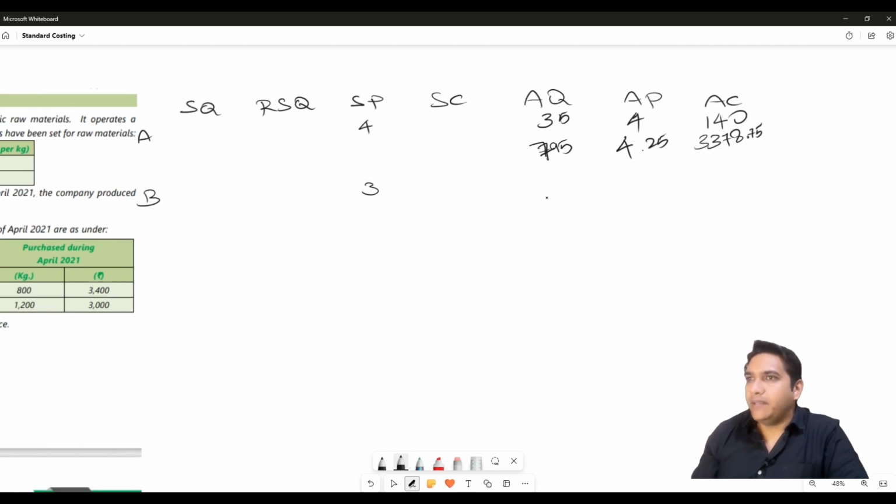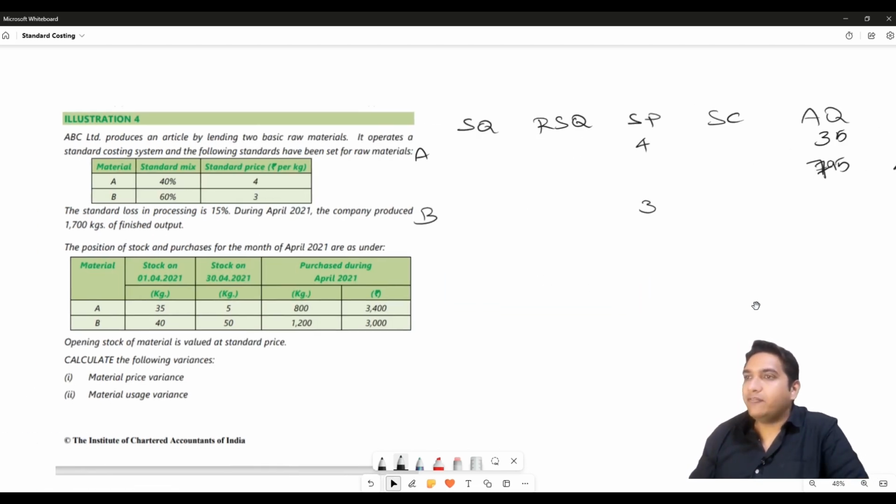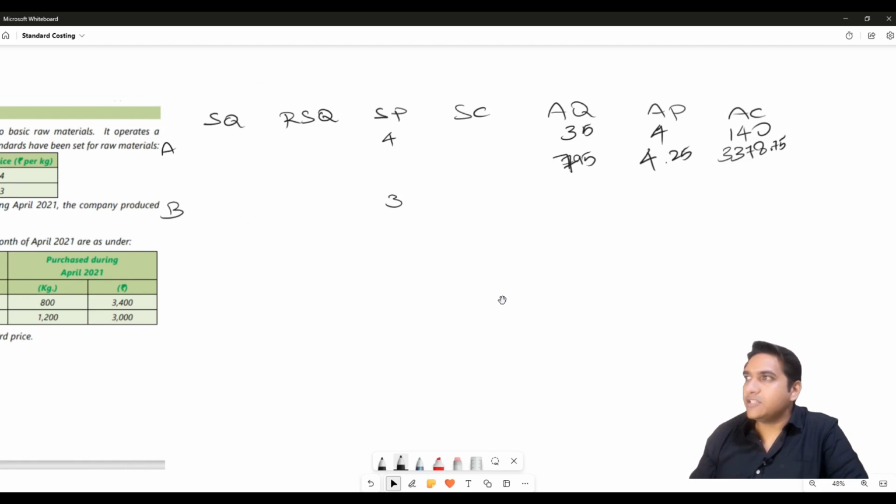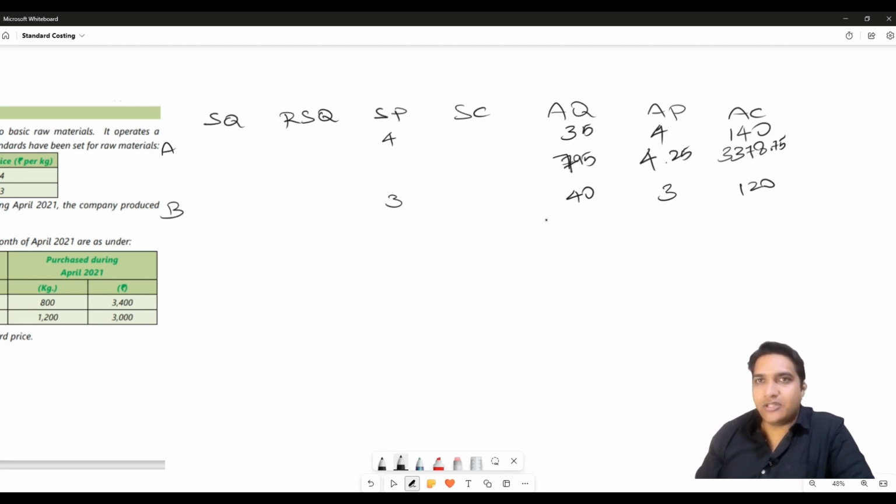Now, coming to B. For B, they say that 40 was the opening stock, which is valued at our standard cost. So I will write down 40 at 3. This is 120. And then the balance 1200 I have purchased during the month. 50 is my closing stock. So the balance of 1150 is only used.